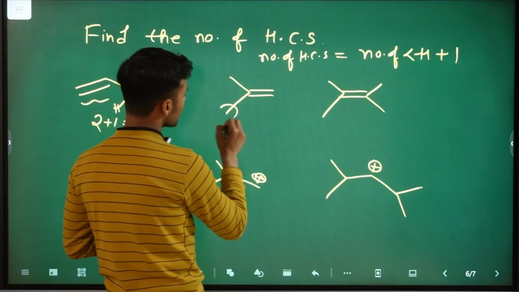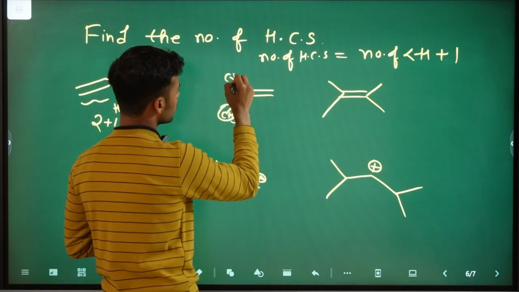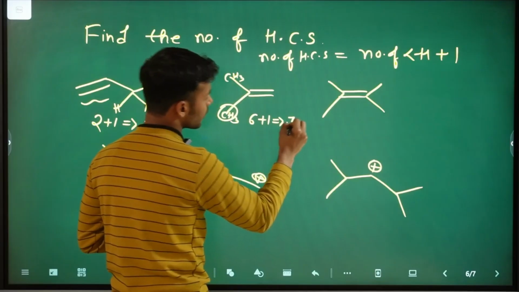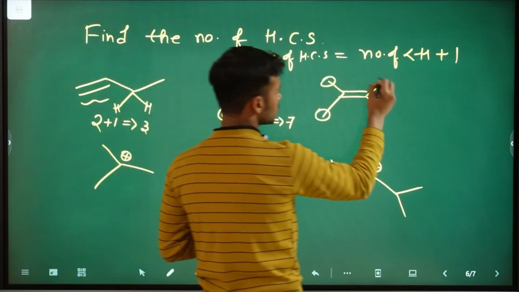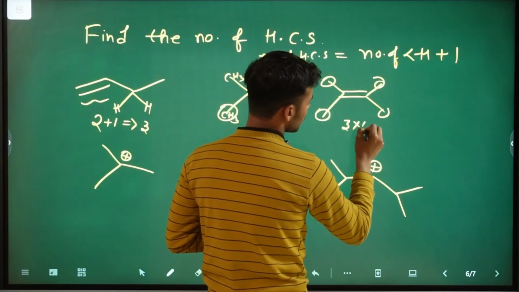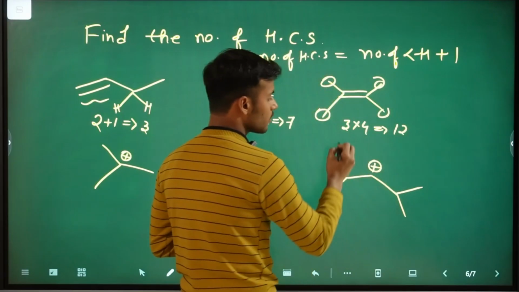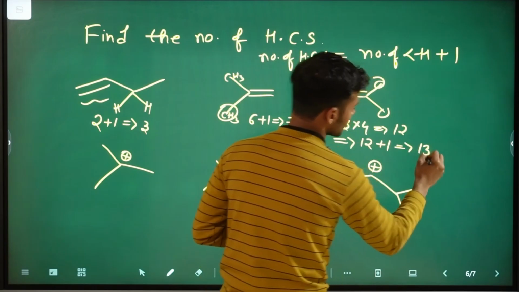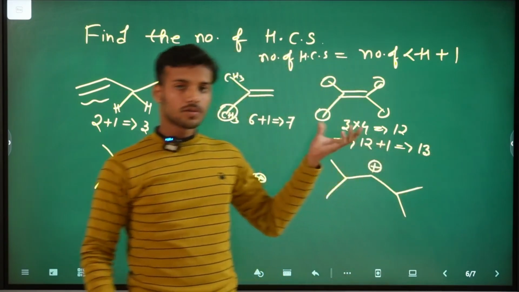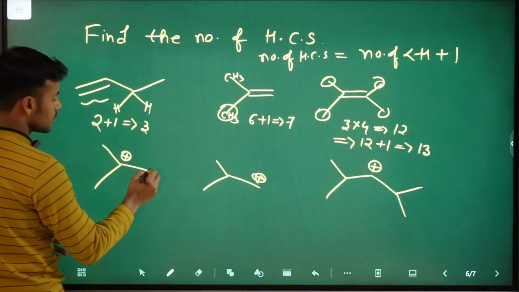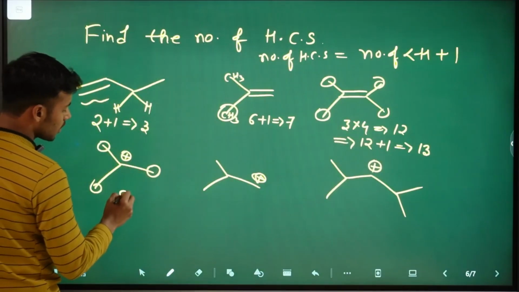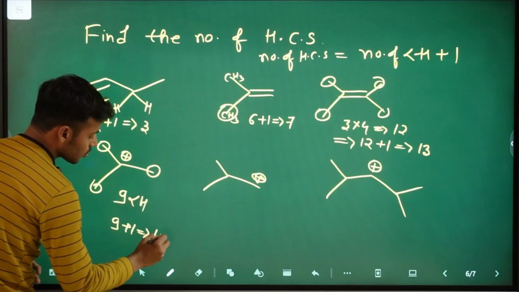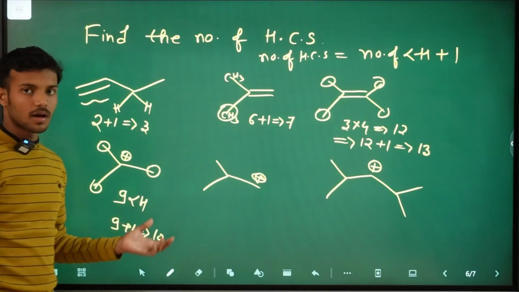And how many alpha hydrogens are here? 3. This is a CH3 group, this is a CH3 group. 3 and 3, 6. So the total number of hyperconjugative structures is 7. And here 3 times 4, 12. So 12 alpha hydrogens, so the total is 12 plus 1, 13, because we are also counting the original one. And here 3, 3, 3, so a total of 9 alpha hydrogens. So 9 plus 1, 10. 10 total hyperconjugative structures are formed here.